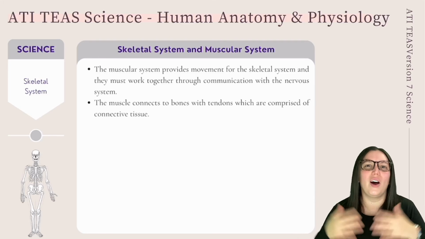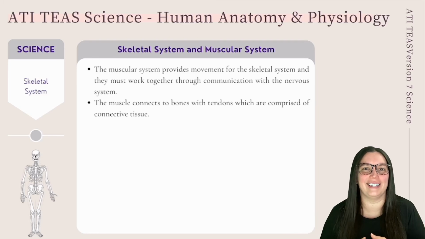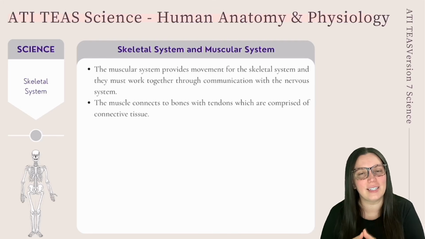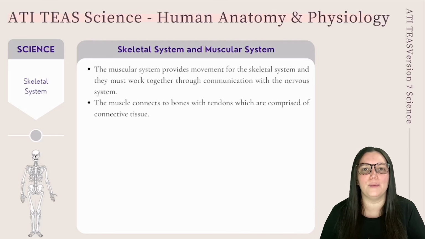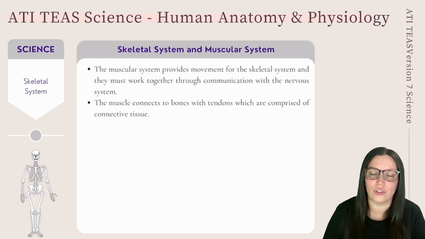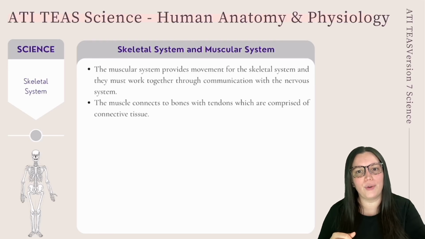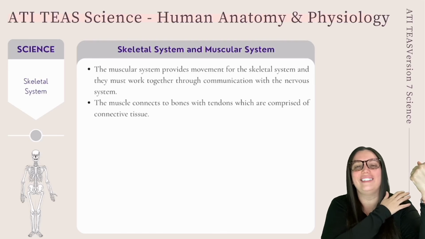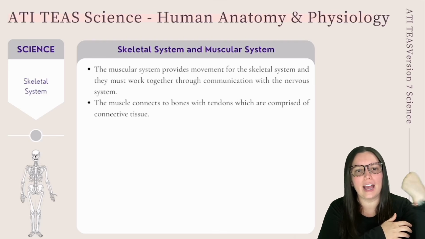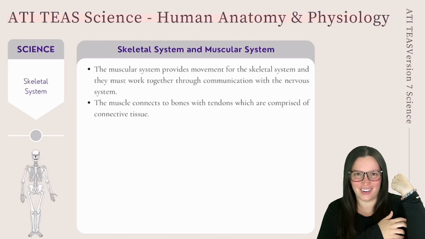And then lastly, I'm all about the relationships between our body systems. And we're going to discuss how the skeletal system has a relationship with the muscular system. So the muscular system provides movement for that skeletal system. And they must work together through communication with the nervous system. The muscle connects to bones with tendons, which are comprised of connective tissues. So for example, the biceps brachii is the muscle of the upper arm that attaches to the shoulder bone with tendons. The biceps brachii contracts to lift the arm.